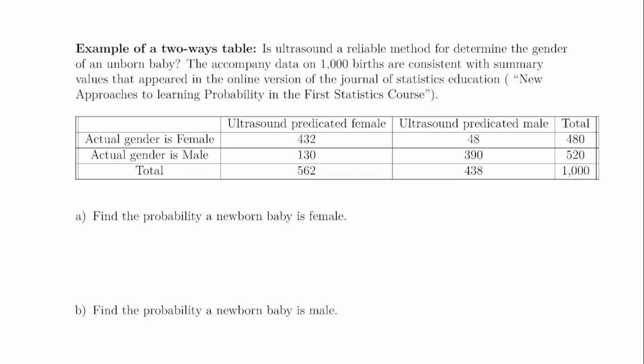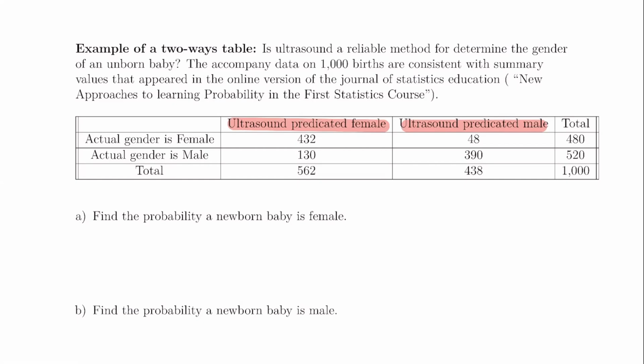The way we should read the two-way table, if you look right here, is ultrasound predicted female. What that means is they went to the hospital, the doctor did an ultrasound, and based off of that ultrasound, the doctor predicted the baby should be female. If you look at this one, once again, the doctor did the ultrasound on the belly, and the doctor predicted the baby should be male. So that's what the top two columns are telling us.